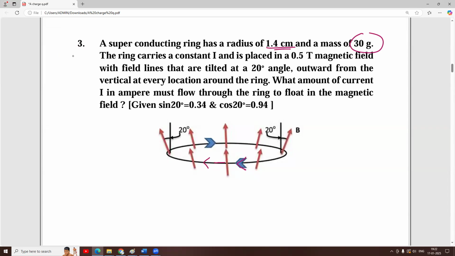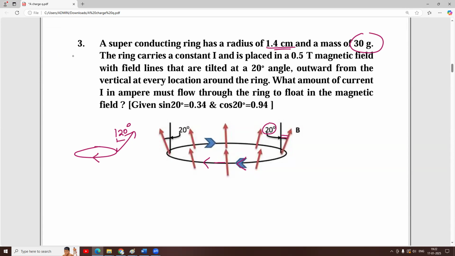The ring carries a constant current I and is placed in a 0.5 Tesla magnetic field with field lines that are tilted at an angle of 20 degree outward from the vertical at every location around the ring. So the ring is like this and magnetic field lines are directed like this. They are making an angle of 20 degree with the vertical. That is what is indicated here. So this angle is 20 degrees. Then what amount of current I in ampere must flow through the ring?